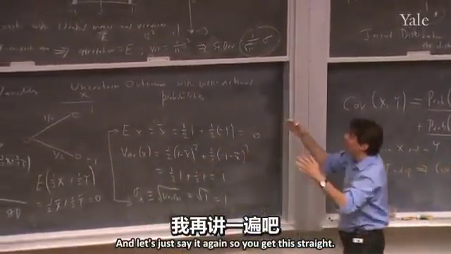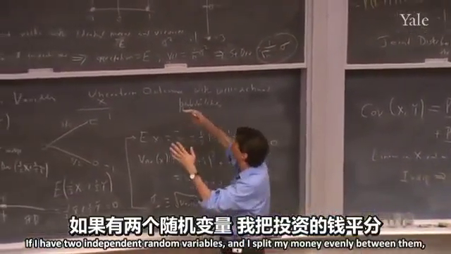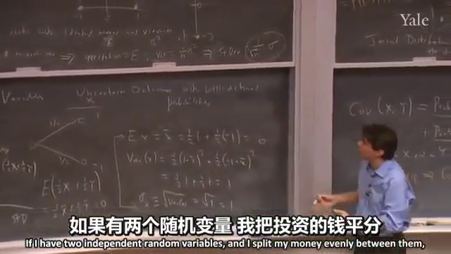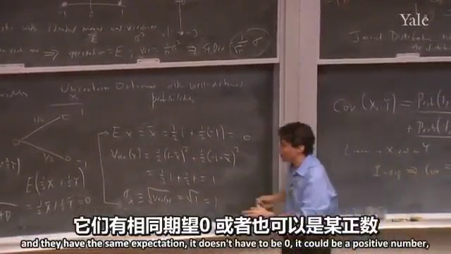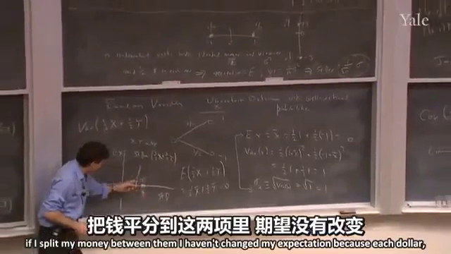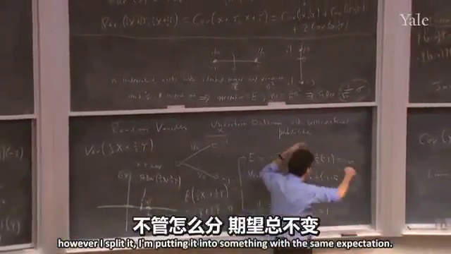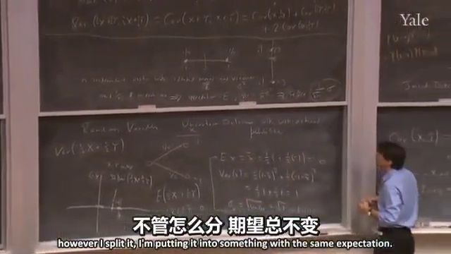And let's just say it again so you get this straight. If I have 2 independent random variables and I split my money evenly between them, and they have the same expectation, which doesn't have to be 0, it could be a positive number, I haven't changed my expectation, because each dollar, however I split it, I'm putting into something with the same expectation.